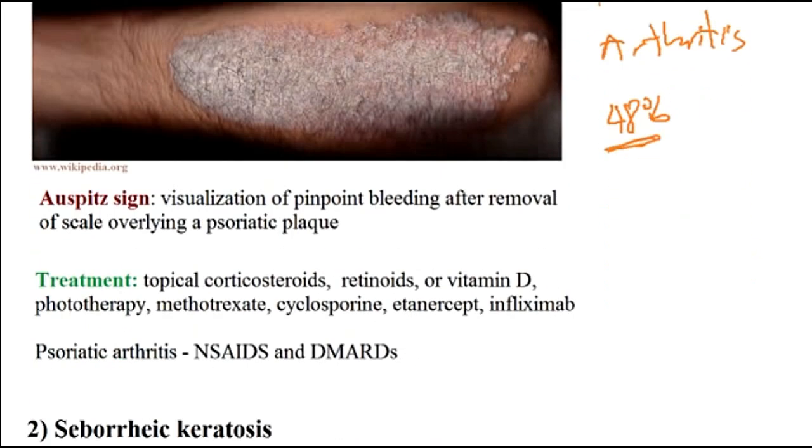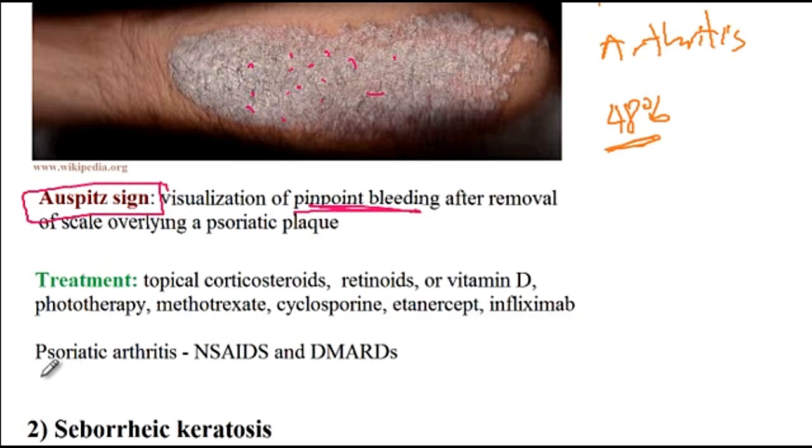If you try to manually remove these skin lesions, after you remove them there would be pinpoint bleeding. This finding, where upon removal of the scales there is pinpoint bleeding, is referred to as Auspitz sign. For the treatment of patients with psoriasis, there are multiple medications that you can use: topical corticosteroids, retinoids or vitamin D, phototherapy, methotrexate, cyclosporin, etanercept, as well as infliximab.